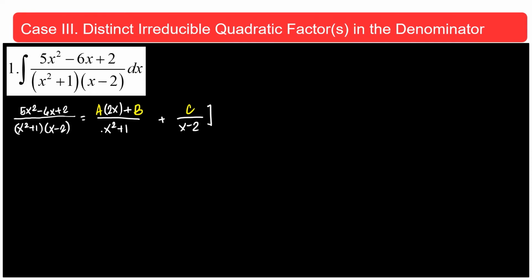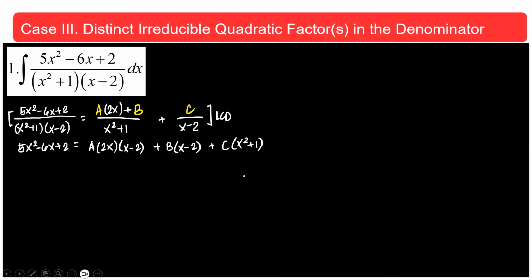So let's multiply everything by its LCD. Left side would then be 5x squared minus 6x plus 2. The right side would be, I'd separate that as a times 2x and then x minus 2. B, x minus 2. C, x squared plus 1. Any questions on how I got this line? The thing is, this one is not yet arranged. So let's arrange this. 2x squared minus 4x. Okay, now everything is fixed.